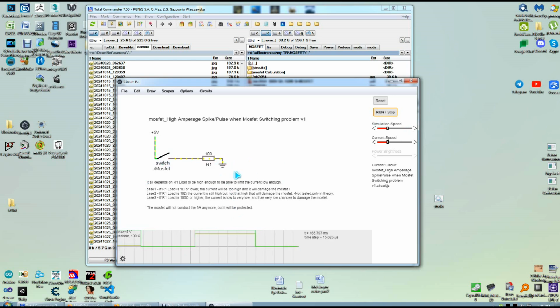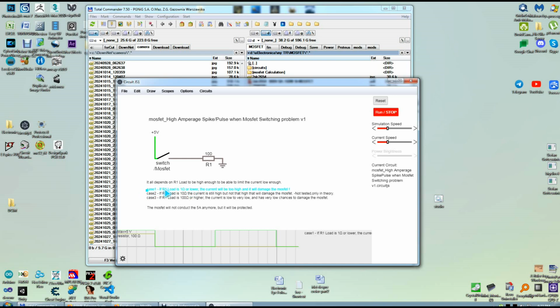And when I'm continuing the experiment here, and I'm switching again, but this time with this 100 ohms, and I'm stopping it, here is also 5 volts over this 100 ohm resistor, but look at the amperage, it's 50 milliamps. So this is the new rule that I created here. It all depends on this resistor load being high enough to limit the current low enough.